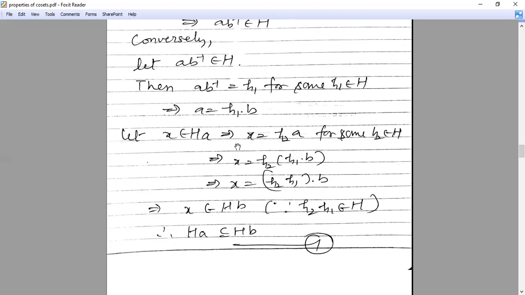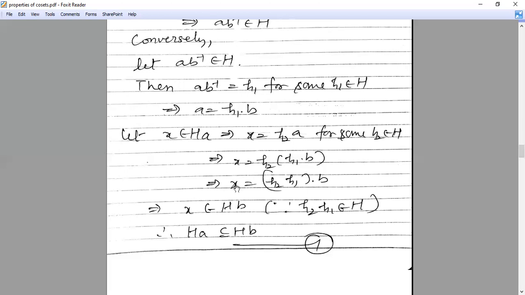This implies that X can be written as some element of H into a. That element we have supposed is h2. So X is equal to h2 into a for some h2 belonging to capital H. This implies that X is equal to h2 into h1 b, where a was h1 into b, that we have used here. So by associative property, you can write this as h2 h1 b. So this, by closure property, belongs to capital H.